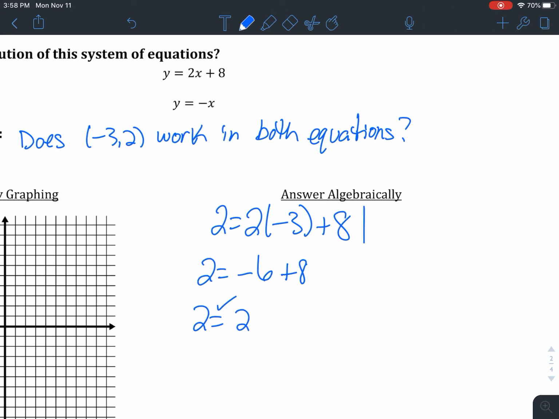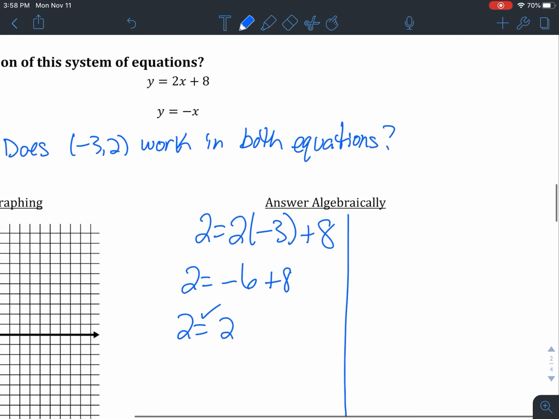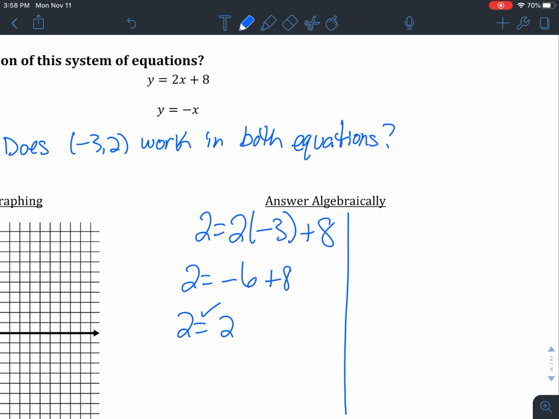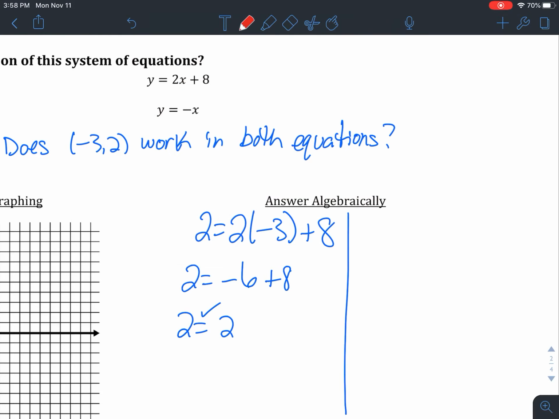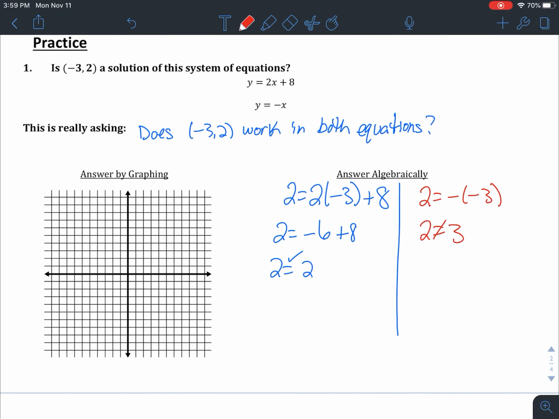But in order for it to be a solution to the system, it has to work in both of my equations. So if I plug in, again, I'll switch to my red for my bottom one in this case, my equation y equals negative x. If I plug in 2 for my y value, negative 3 for my x value, I get 2 equals 3, which is not equivalent. That is not true. So in this case, since it doesn't work in both of my equations, I come to the conclusion that no, it is not a solution.